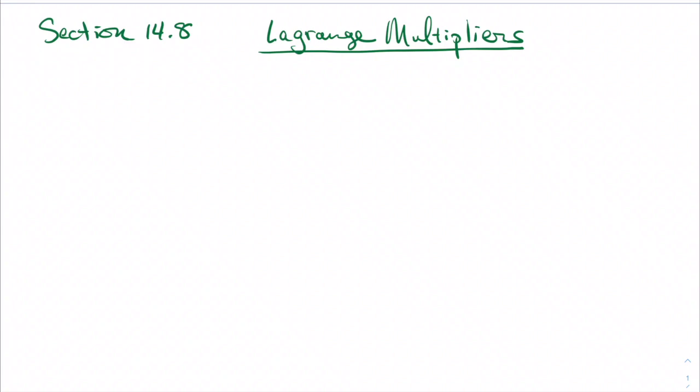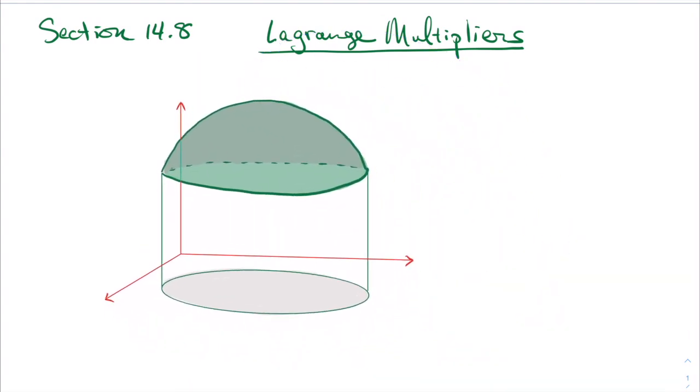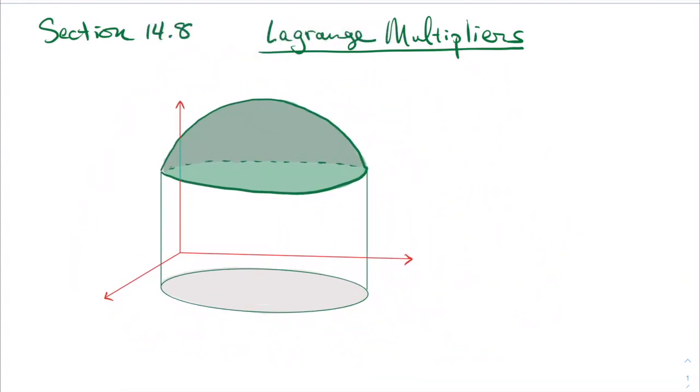Okay, so we're going to work on section 14.8, which is Lagrange multipliers. Lagrange multipliers helps us find a max or a min on a surface z equals f of x, y, like this. But not a global max or global min.